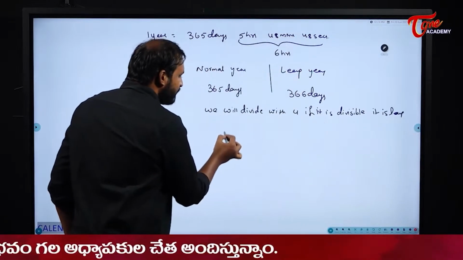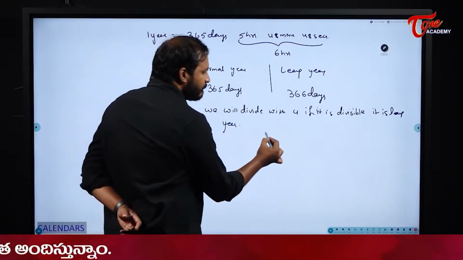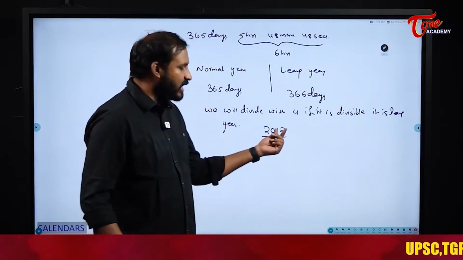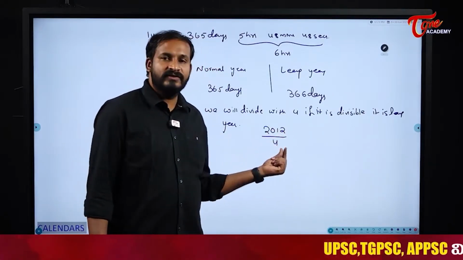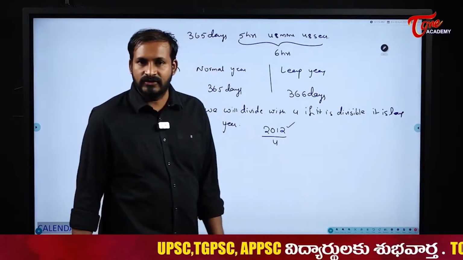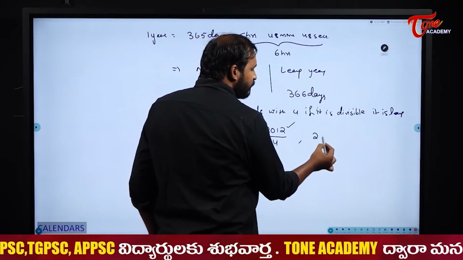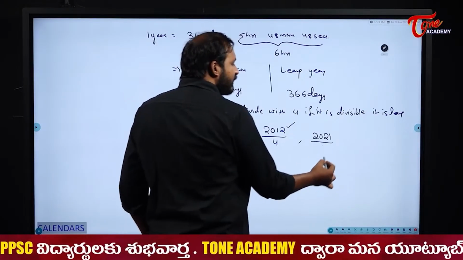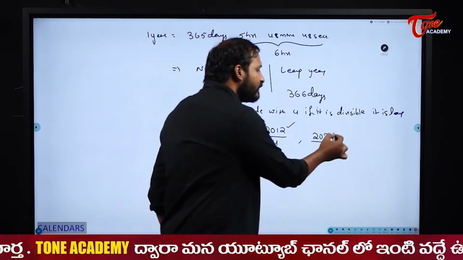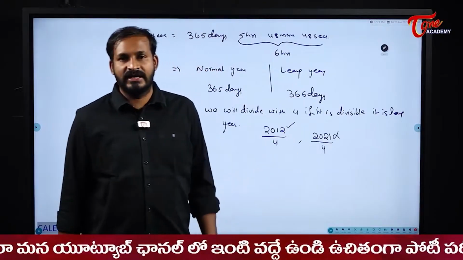Okay, good, super. For example, if I give you 2012, I will check whether 2012 is divisible by 4 or not. Yes, the last 2 digits are enough. 2012 is divisible by 4, so 2012 is a leap year. If I give you 2021, I will try to divide it by 4. Is 21 divisible by 4? No. So 2021 is not a leap year. This is how you check whether the given year is a leap year or not.